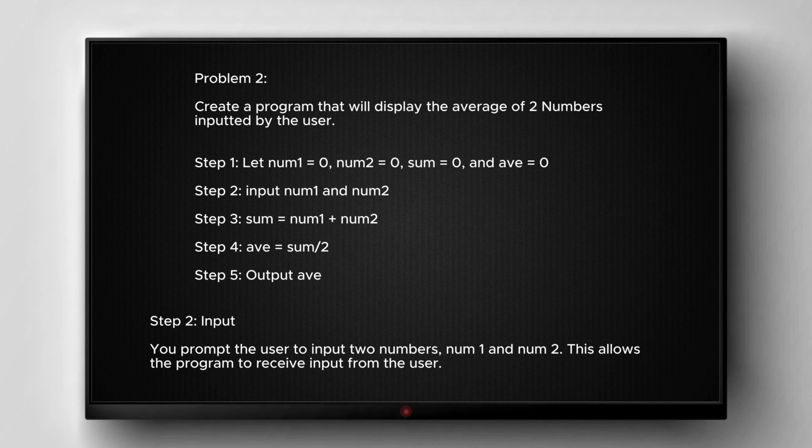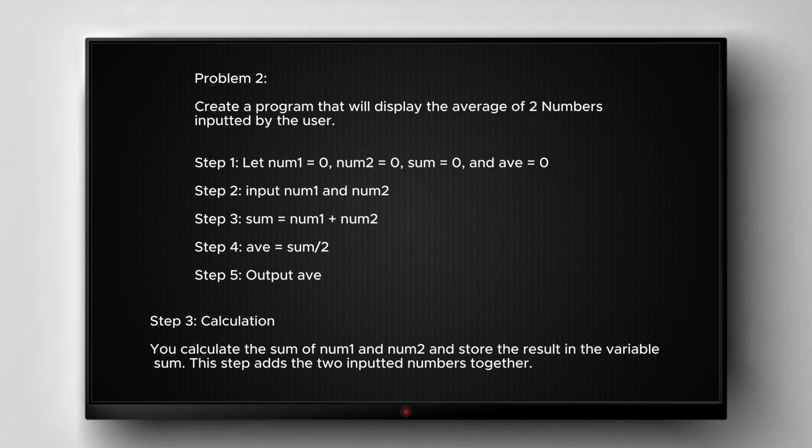Step 2. Input. You prompt the user to input two numbers, num1 and num2. This allows the program to receive input from the user. Step 3. Calculation. You calculate the sum of num1 and num2 and store the result in the variable sum. This step adds the two inputted numbers together.